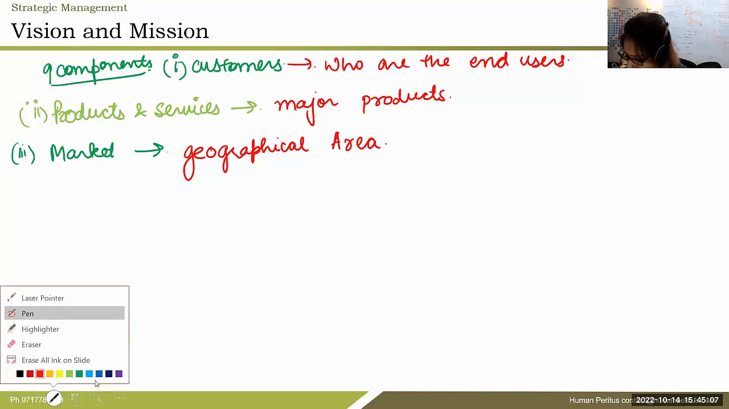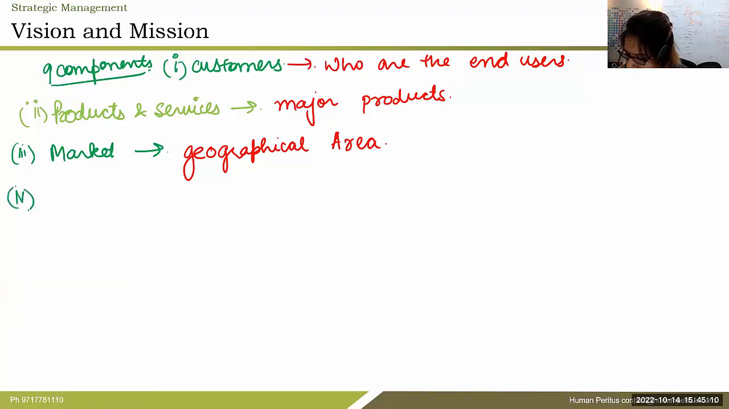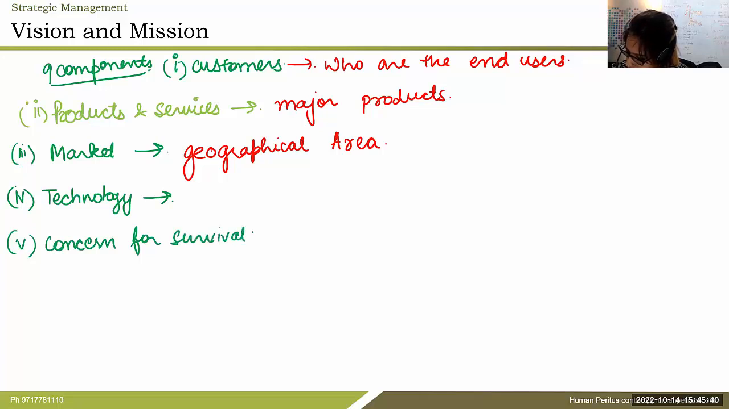The fourth one is technology. As in, is our firm technology current? Do we have all those technologies which are required to produce the products and services? Is the organization sound with the technology that is required, right? The fifth one is concern for survival, growth, and profitability.